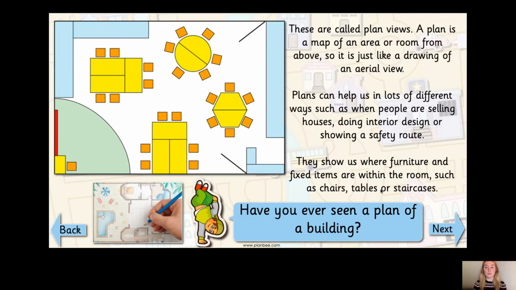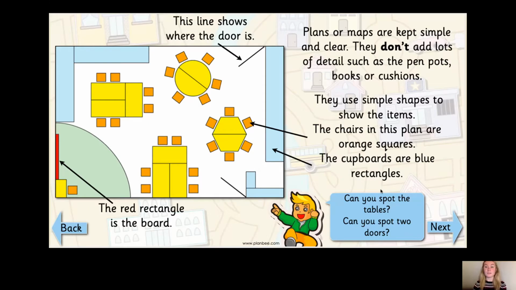They also show us where furniture and fixed items are within the room, like chairs. We can see chairs, tables, cupboards. Can you see any pencil cases? No, I can't see any pencil cases either. Can you see any books? No, I can't see any books either. So it's just very simple, nothing too complicated. So plans or maps are kept simple, like I said, and clear. They don't add lots of detail like pencil pots, books or cushions. They use simple shapes to show the items.